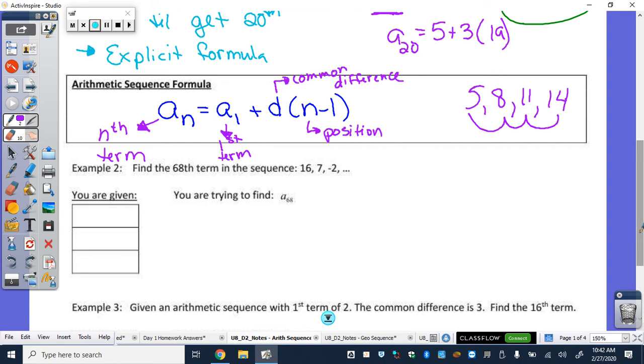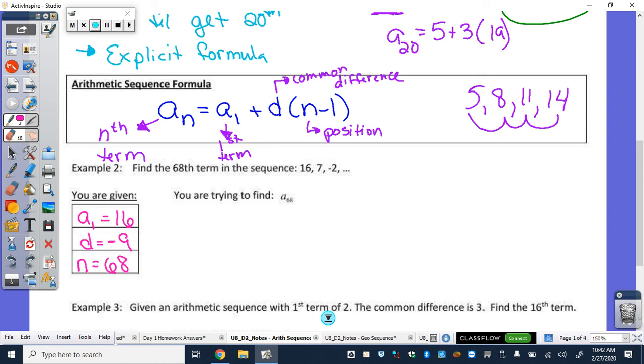So let's look at our second example here. They want us to find the 68th term in the sequence 16, 7, negative 2. Definitely don't want to be adding that to get to my 68th term. So things that we know: our first term is 16. What is our common difference? Minus 9. You subtract 9 each time to get you from one term to the next term. And we're trying to figure out our 68th term, so our n is going to be 68.